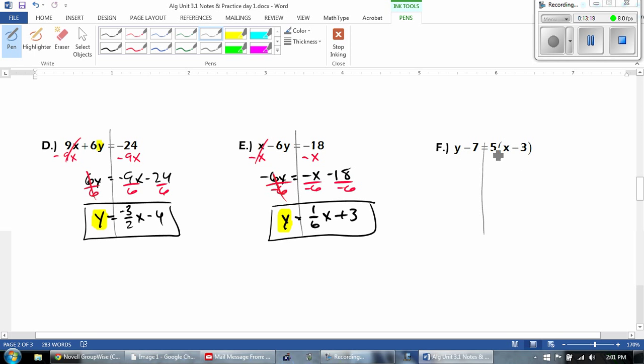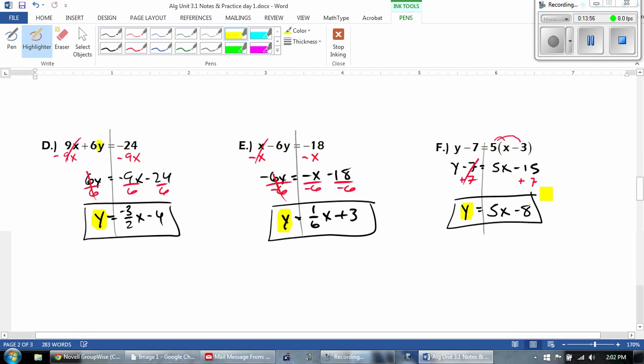Now, to solve for y, the first thing we have to do is clean up the right side. So when we're cleaning up the right side, I have to distribute first. So we get y minus 7 equals 5x minus 15. And since the y is not by itself yet, we have to add 7 to both sides. And we get y equals 5x minus negative 15 plus 7 is negative 8. And just like we wanted, the y is by itself.